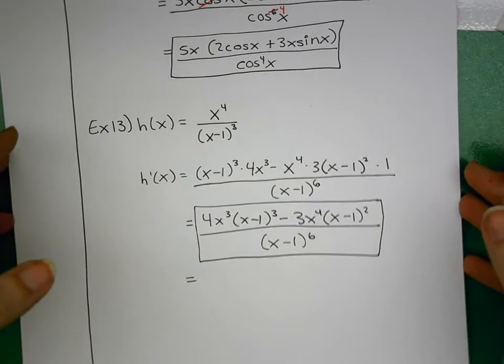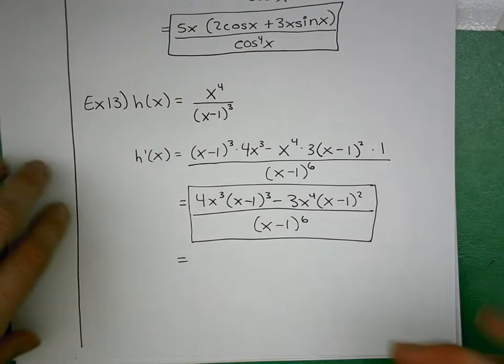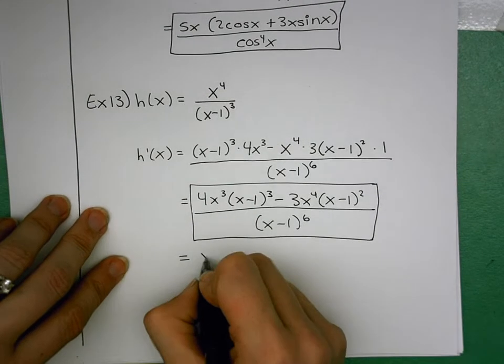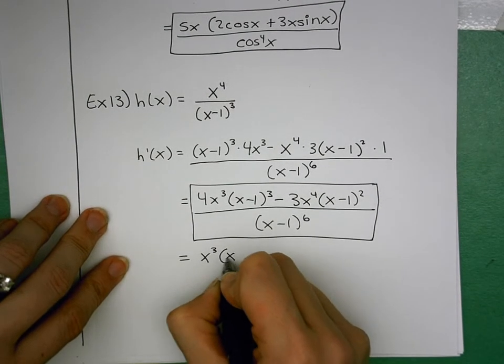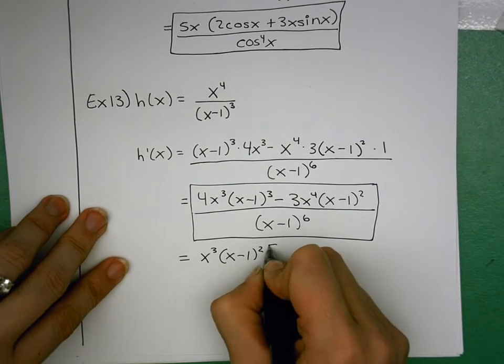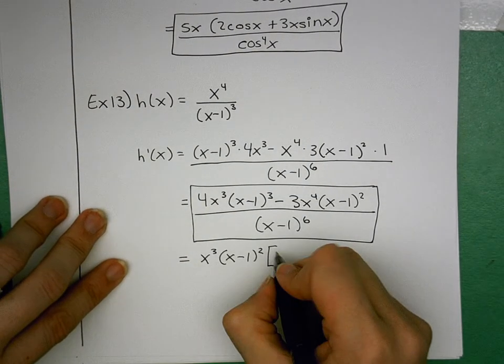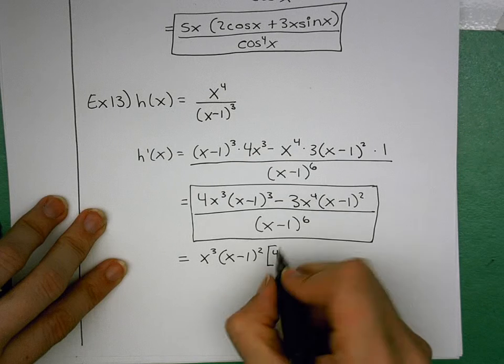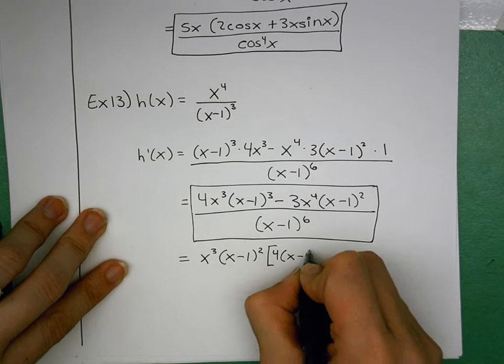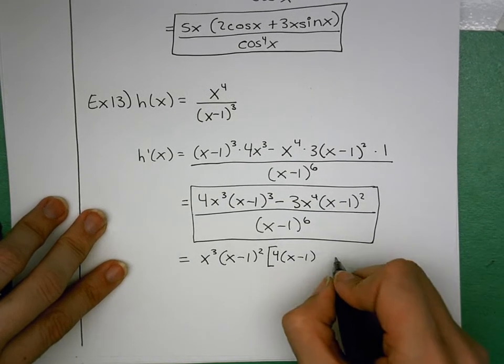Okay, they might have factored. There's an x cubed in common and 2 x minus 1s. What are we left with? We're left with a 4 and 1 remaining x minus 1. Back here we're left with a 3 and an x.